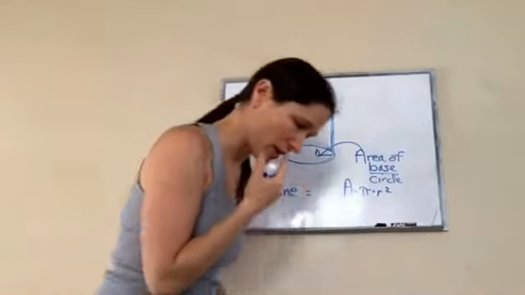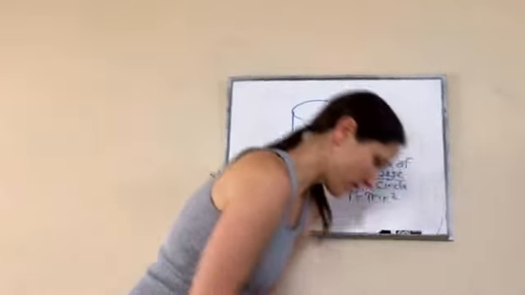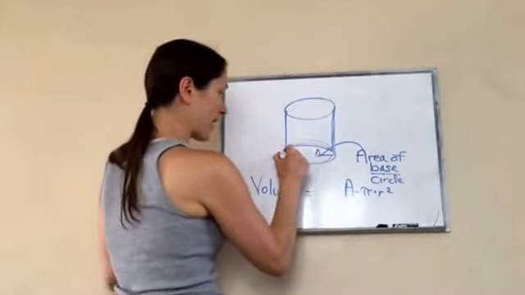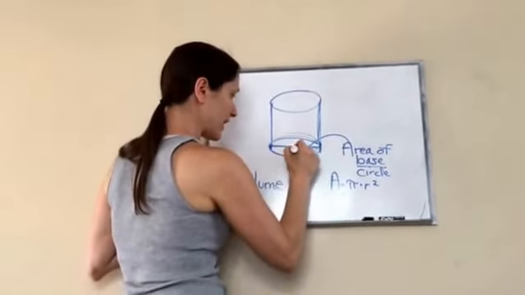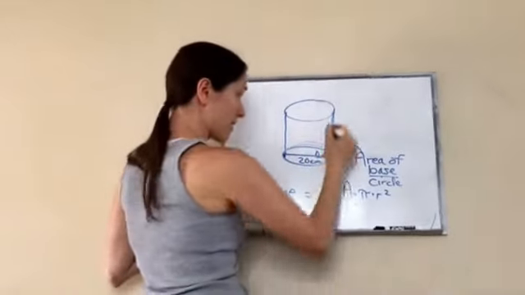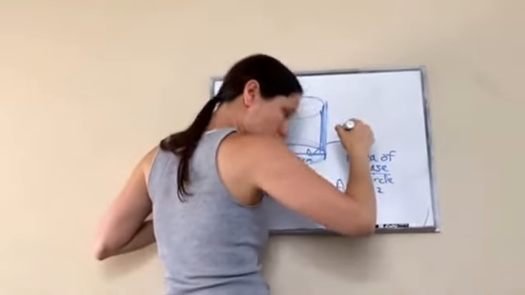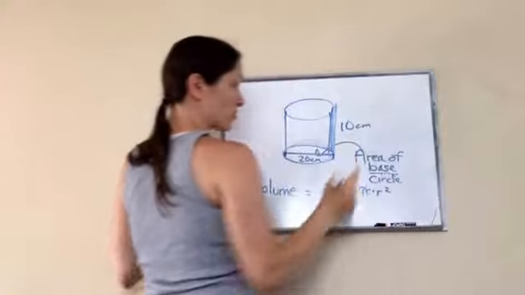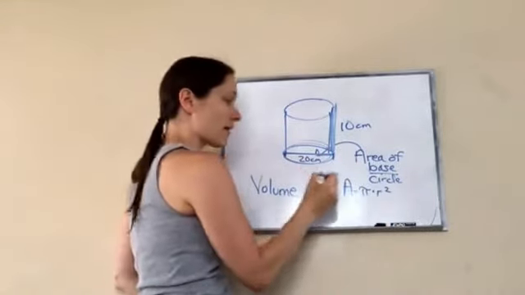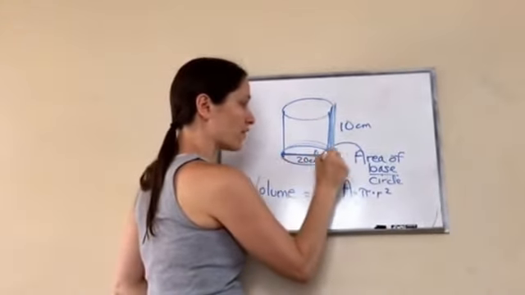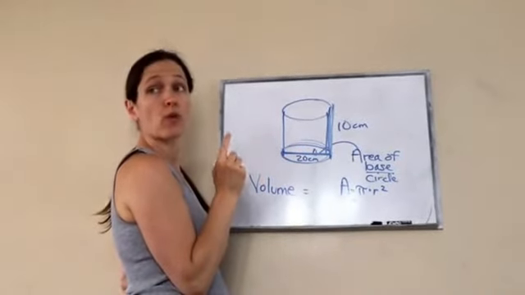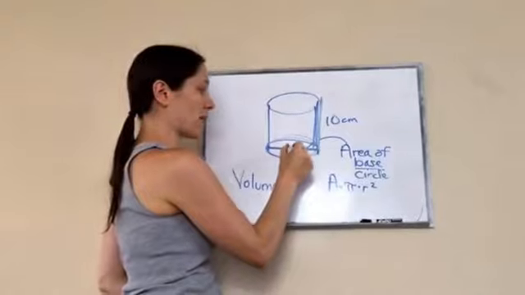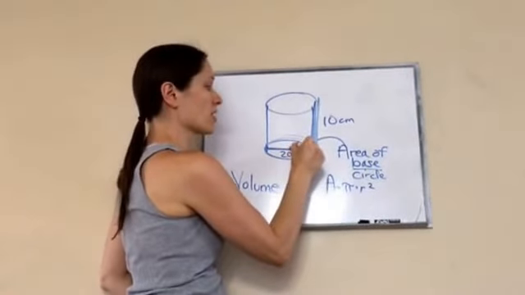Now, let me give you some numbers. They're telling me that from here all the way to here is 20 centimeters. And then they're telling me that the height is 10 centimeters. Now, I'm not wanting the full diameter, am I? No, I'm wanting the radius. The radius, which is how much? Half of that. So it's 10.